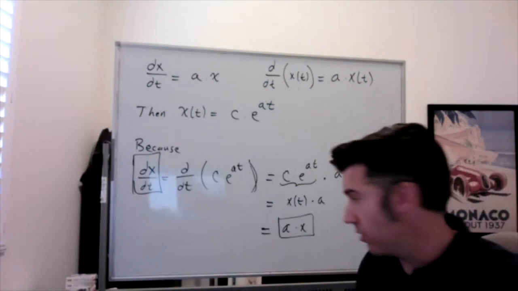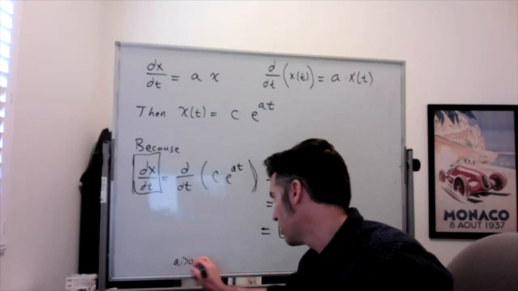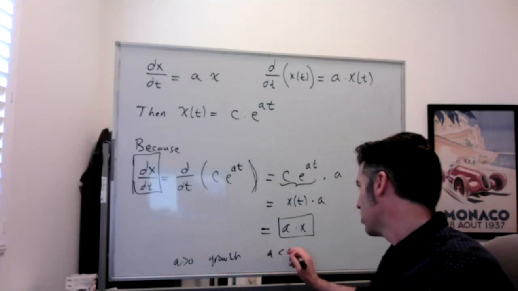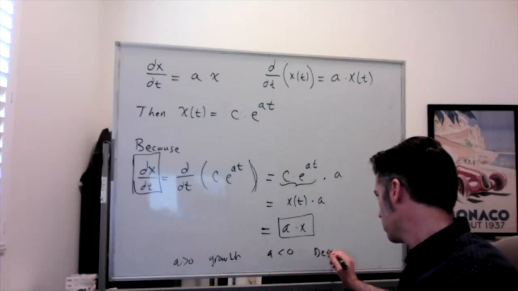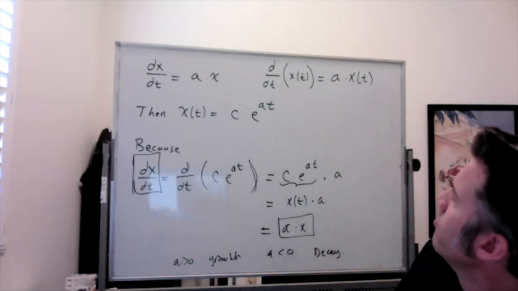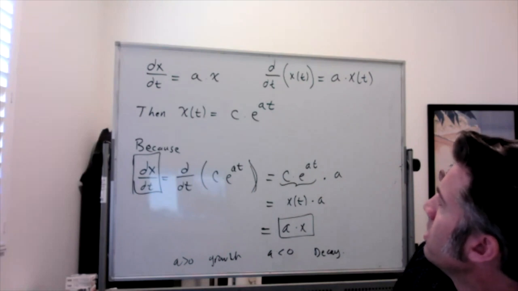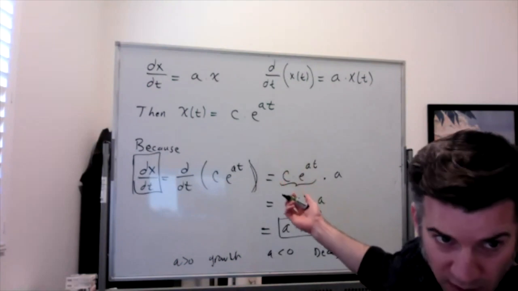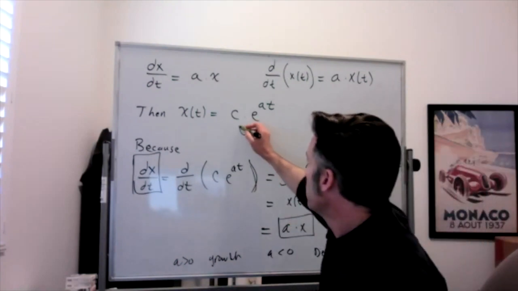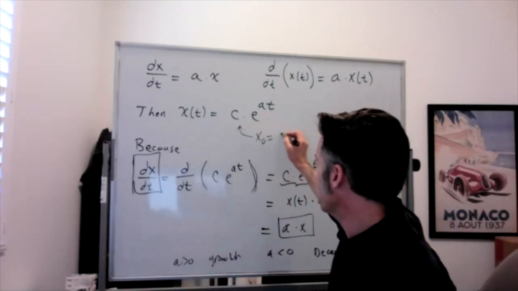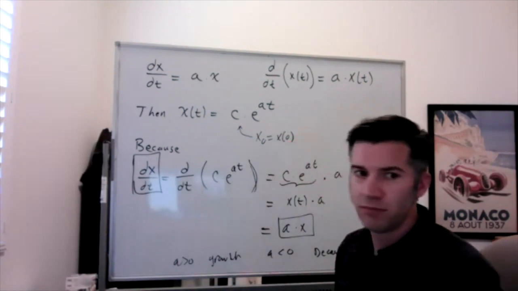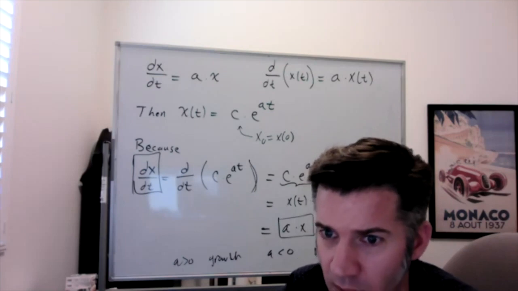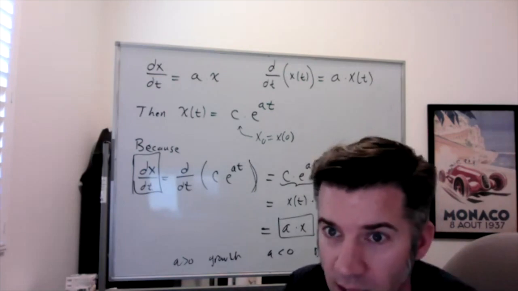Then he also pointed out that if a is greater than 0, you've got growth. If a is less than 0, you've got decay. And you can find the c value if you know the initial condition. So that c value is your x naught, which is just x(0), which is not super important. And I think that's all I really want to say about that before we get into where we're really going with this.